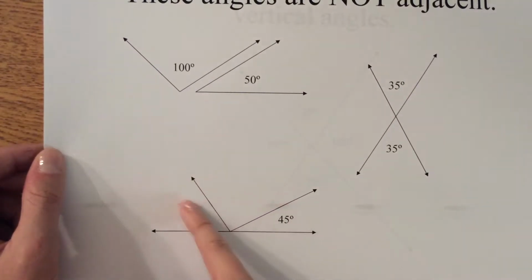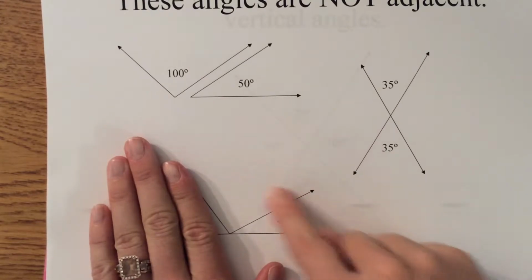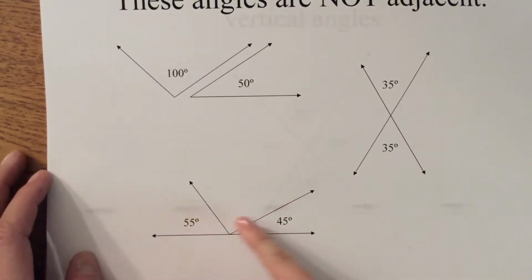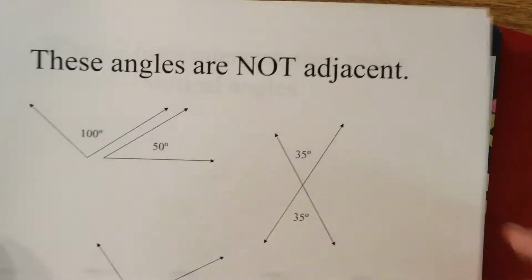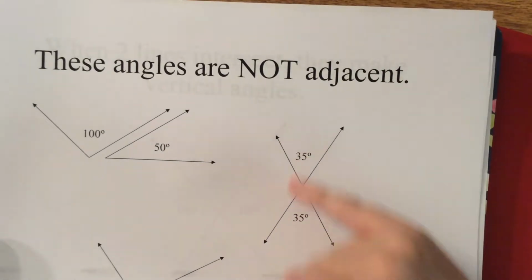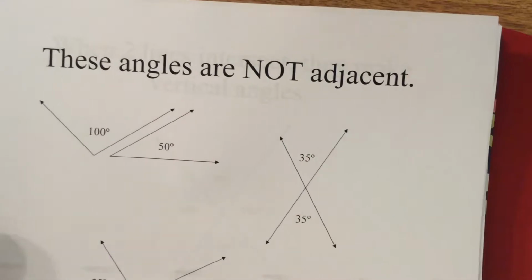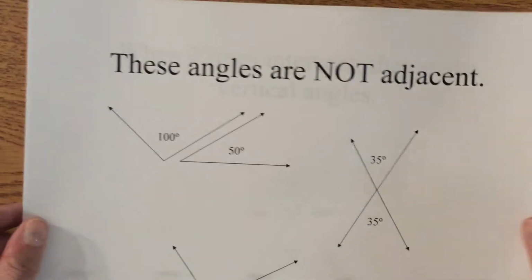Same with these two angles right here where the numbers are. Now these two are adjacent, because they're right smack next to each other sharing this ray, but this one and this one are not adjacent because they don't share a ray. They're not right next to each other. Same thing over here. These two angles that are 35 degrees, they're not adjacent because they don't share the same two rays. They have to be right smack next to each other.